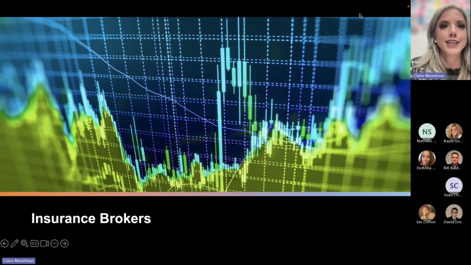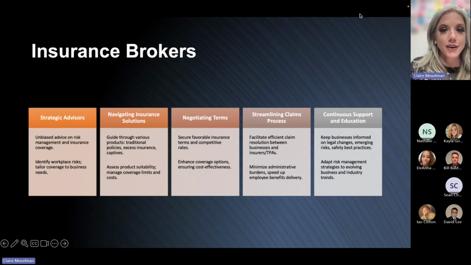All right, insurance brokers. So what are these guys? They have about five roles that they tend to play in this space. They operate as advisors for employers. They help navigate insurance solutions. They will negotiate the terms for the policies with insurance companies. They also try to help streamline the claims process to show that they can add value. And they also offer continuous support and education.